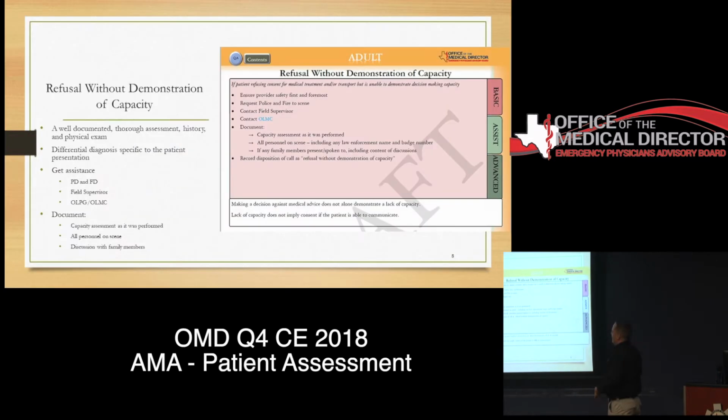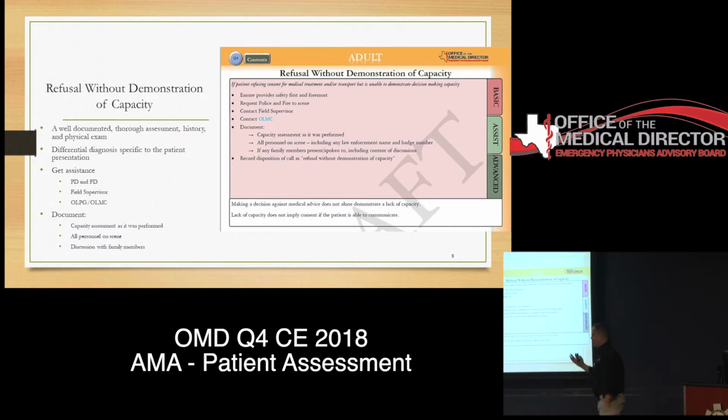All right, so we have a new protocol, and this protocol is called Refusal without demonstration of capacity, but what it probably should be called is the last resort protocol. So this is probably the riskiest disposition that you can do in this system as far as when a person doesn't go to the hospital. Because the capacity assessment affords you some added protection of advising the patient of a risk and pretty much takes the responsibility off of you. In these cases, we don't have that.